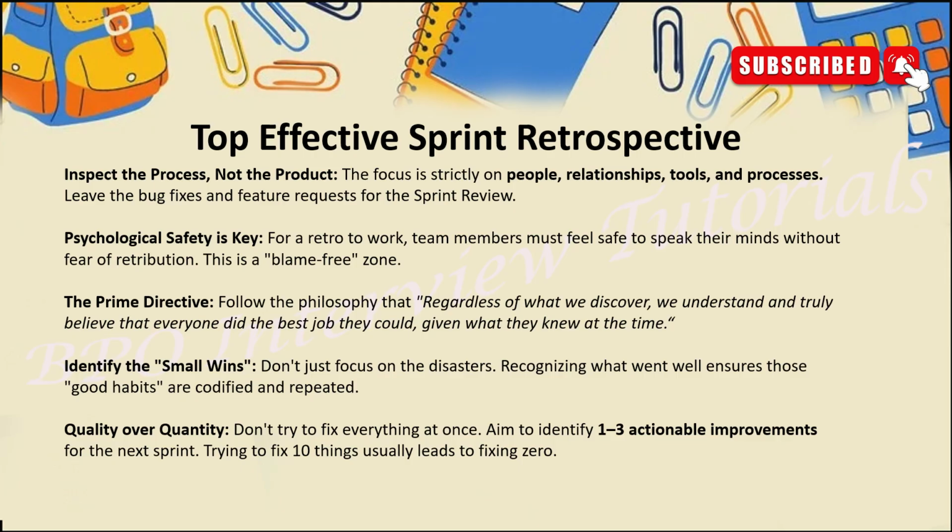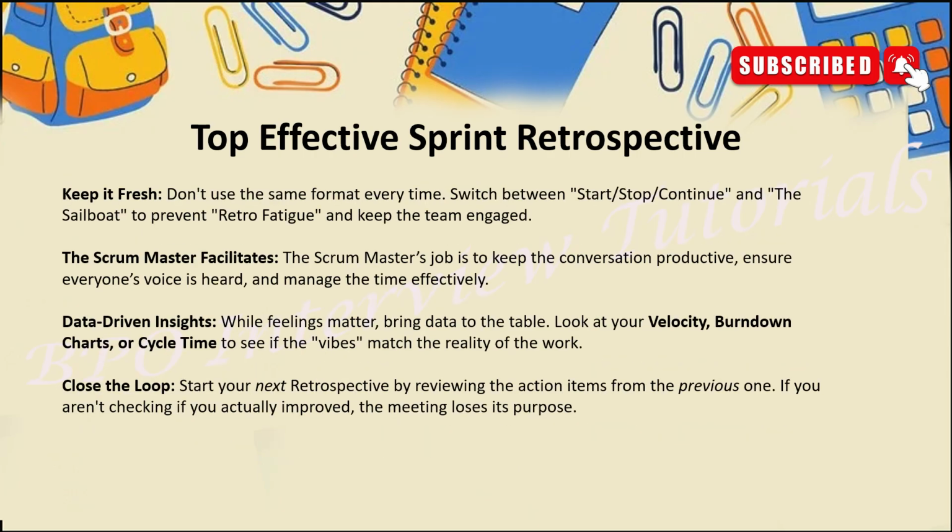Quality over quantity. Don't try to fix everything at one time, right? Aim for one or two actionable improvements for the next sprint. Trying to fix 10 things easily leads to fixing zero. Okay, you have to focus on this. We have a few more points. Okay, keep it fresh. Shouldn't discuss the same things every time in the retro meeting. I would suggest there should be something new every time. Excitement should be there. Okay, people should join the meet, they will understand what is the importance of this sprint retrospective meet.